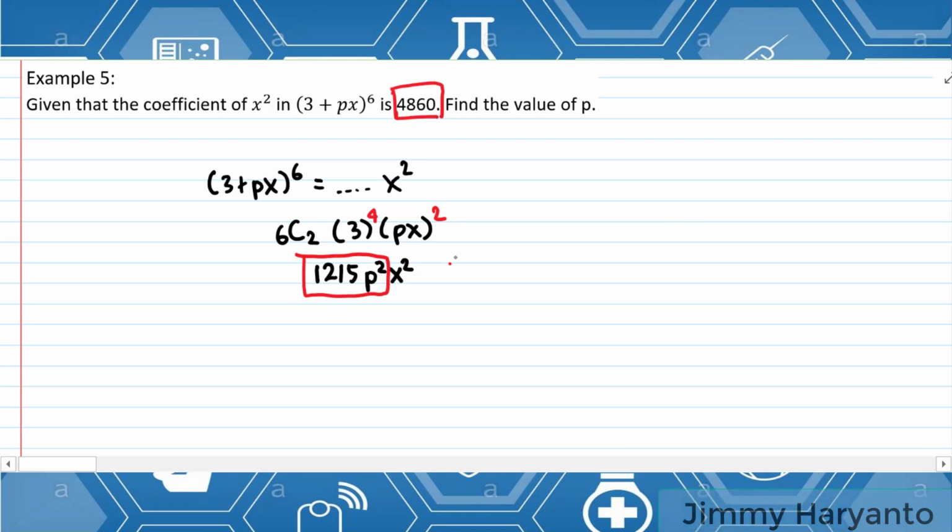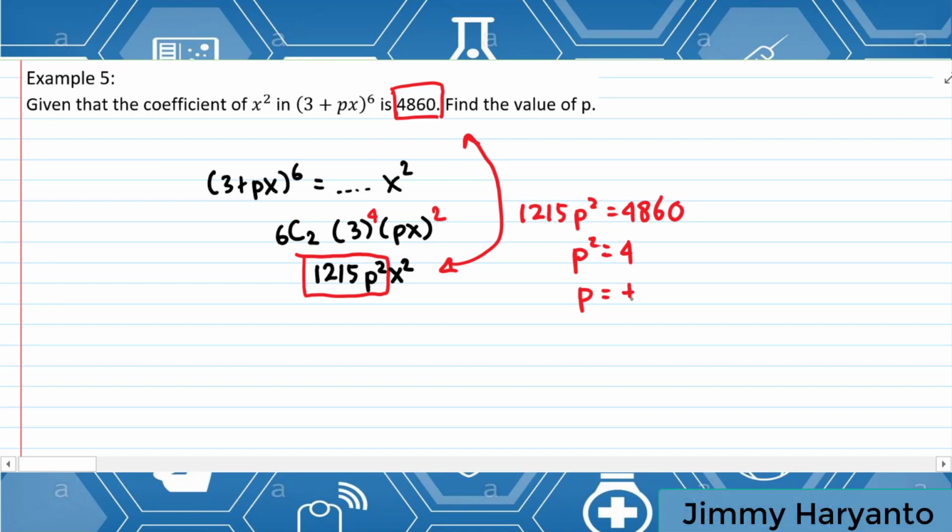So I can tell that from this and this, 1215 p squared equals 4860. So p squared equals 4860 divided by 1215, which is 4. So p will be plus or minus 2. The square root of 4 equals 2. So p can be plus 2, p can be negative 2.